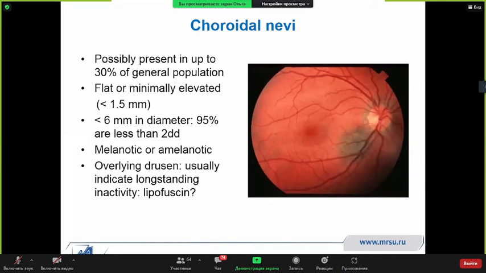Before starting to speak about melanoma, we need to speak about choroidal nevus. Choroidal nevus is non-malignant. It can be present in up to 30% of the general population, and it can be on the skin and in the fundus too. It is flat or minimally elevated, less than 6 millimeters in diameter. It's melanotic or amelanotic, it can be with or without melanin. There can be overlying drusen on it.